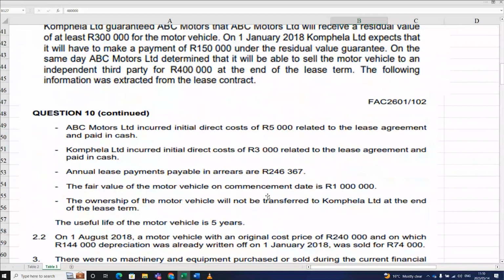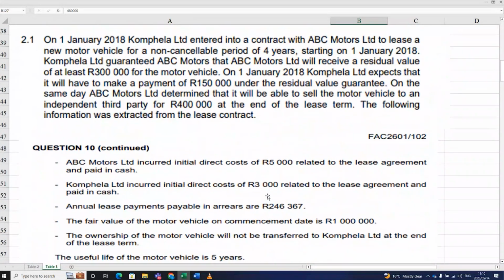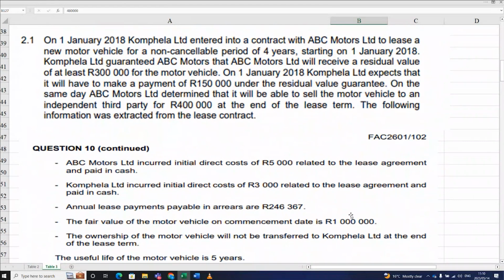We'll then go on to the leases question. That looks pretty straightforward. The first thing that we realized is that they didn't give us the discount rate. So we have to work out the implicit rate in the lease, so that we can work out our right of use asset.